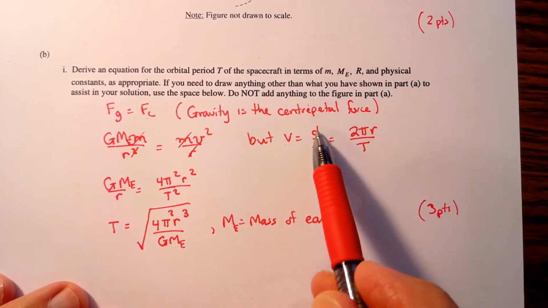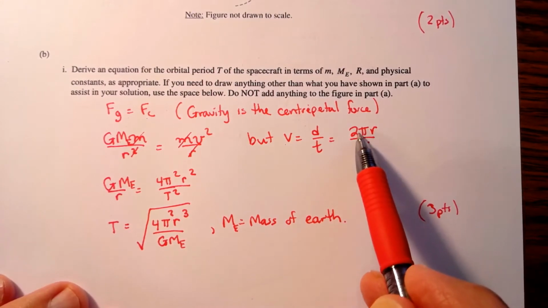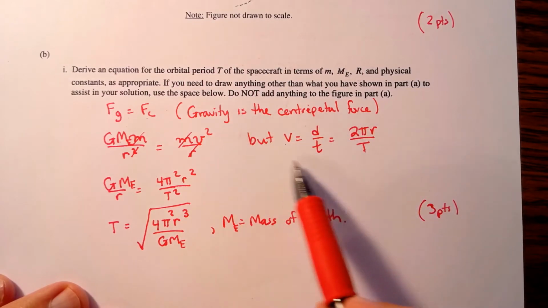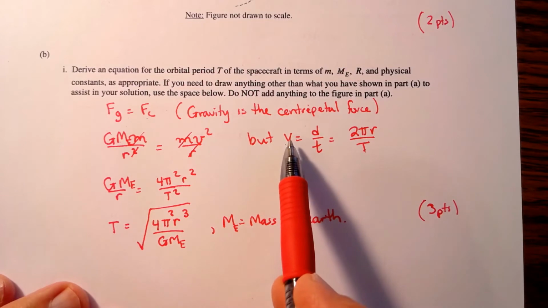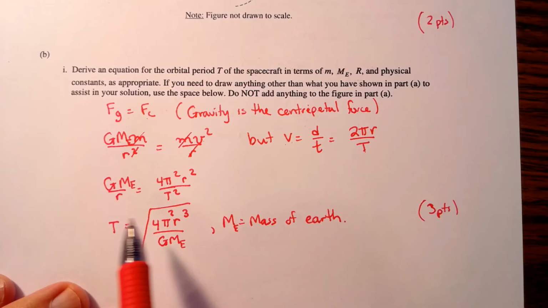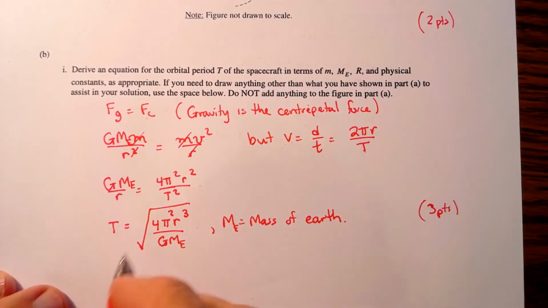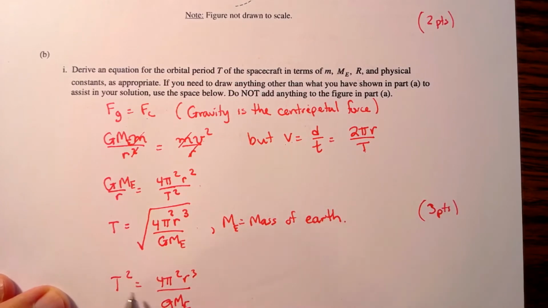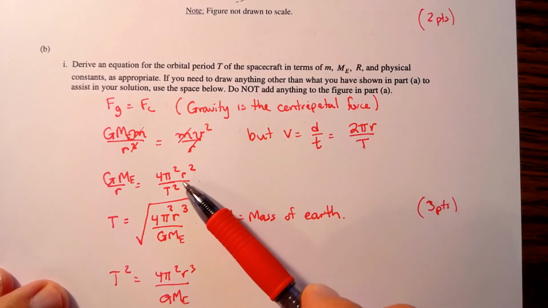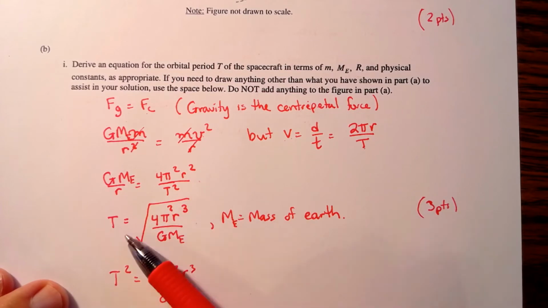Realizing that the velocity is the distance divided by the time, which is 2 pi r, that's the distance it goes in an orbit, and T is the orbital period. Knowing that gets you a second point. And then being able to substitute that in for v here and work out an equation like that, or even if you just had T squared equals 4 pi squared r cubed over G times the mass of the Earth. If it wasn't solved for T, it was solved for T squared, that's still acceptable. So you get a third point for substituting that in, even if that's as far as you got. Although that's the right answer, and that's where you should be headed. Okay? So that was worth 3 points.